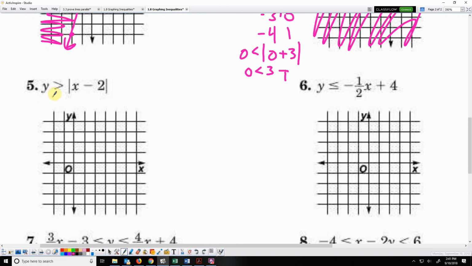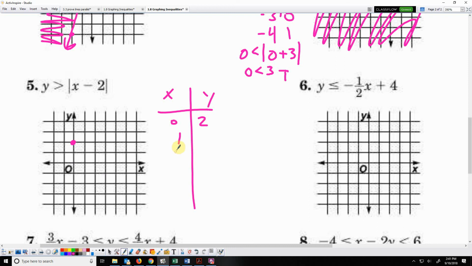Okay, so number 5. y is greater than the absolute value of x minus 2. So I'll make a chart again and start with x equals 0. 0 minus 2 is negative 2. The absolute value of that is 2. So we've got the point (0, 2).